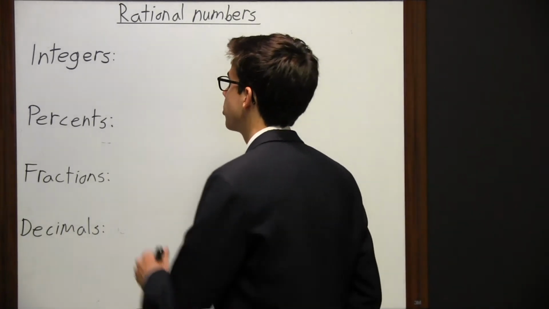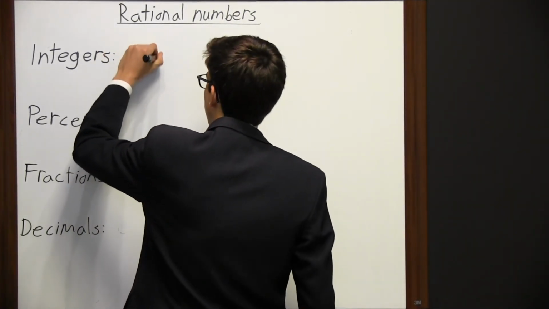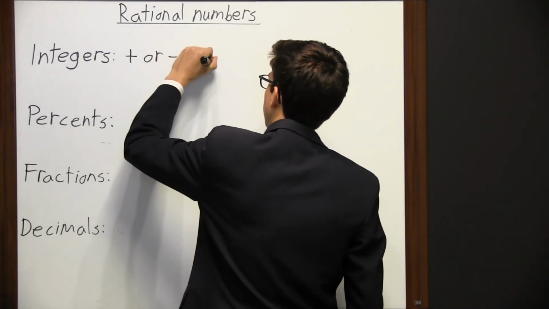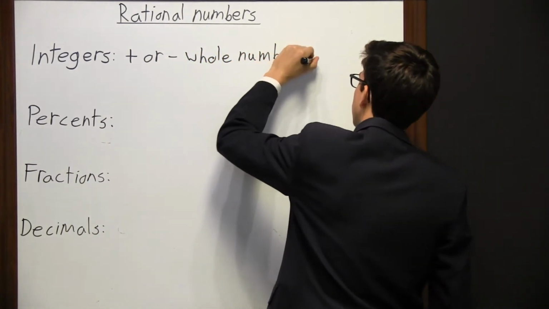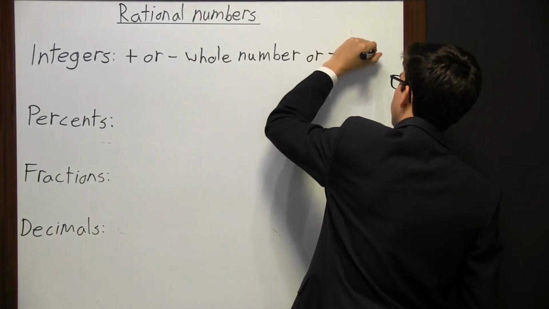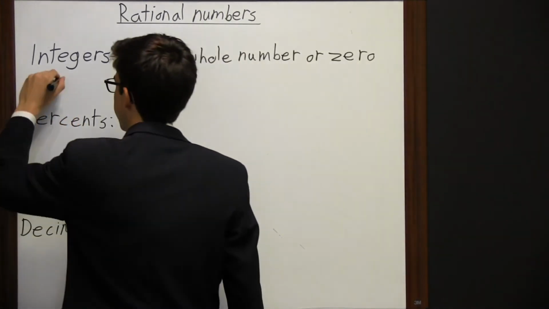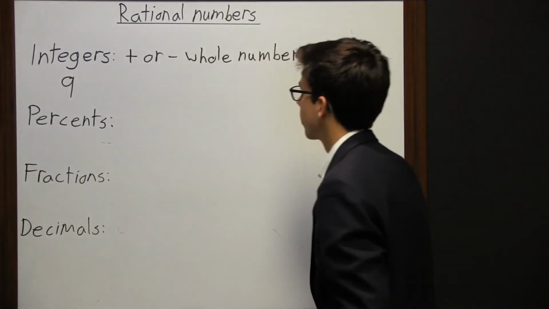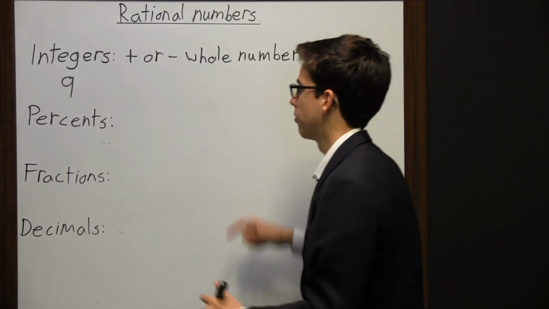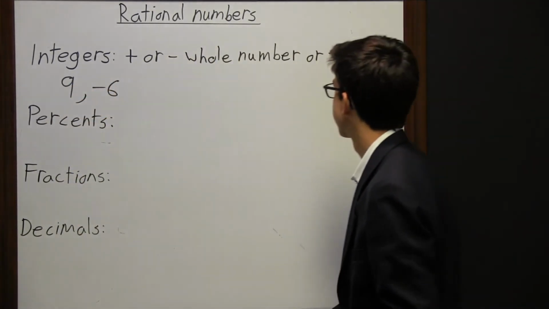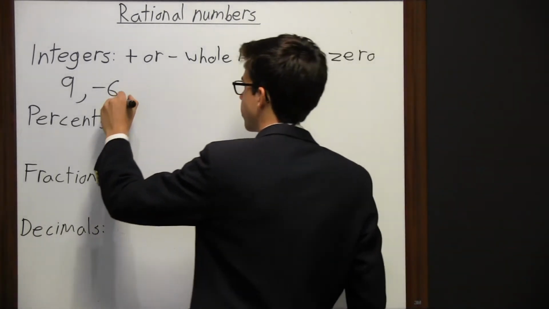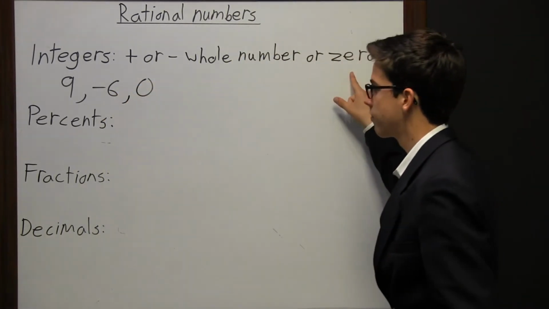So starting out with integers. An integer is a positive or negative whole number or 0. So 9 would be a whole number. It would be an integer because it's a positive whole number. -6 is an integer because it's a negative whole number. Then, of course, 0 is an integer because we said it was.